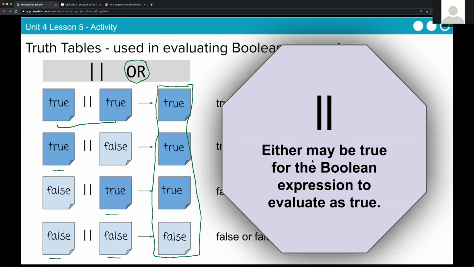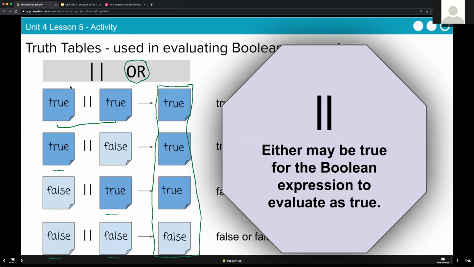So one side has to be true, or both sides have to be true for the whole thing to be true. And the only way that it can be false is if both sides are false. So in that one, it has to be one true for it. Yeah, just one true. It can be both or just one. Exactly, because it's like either or. Yeah.